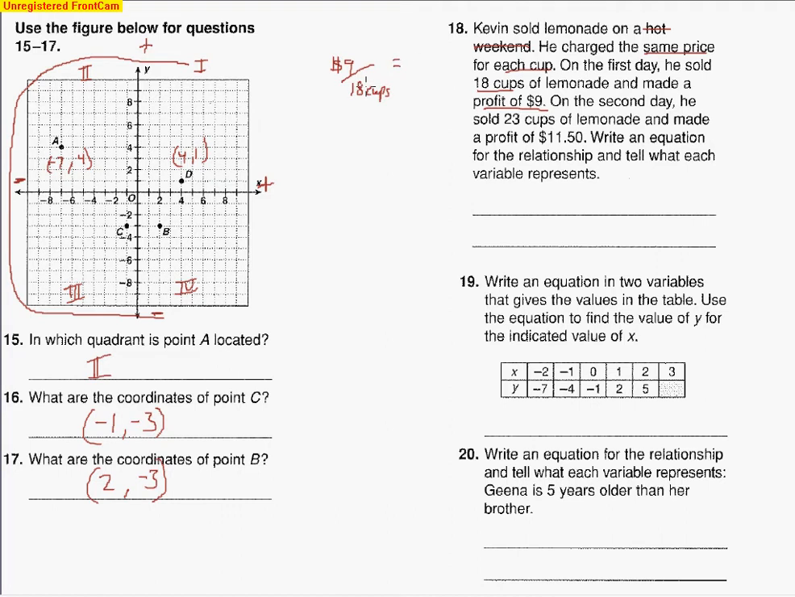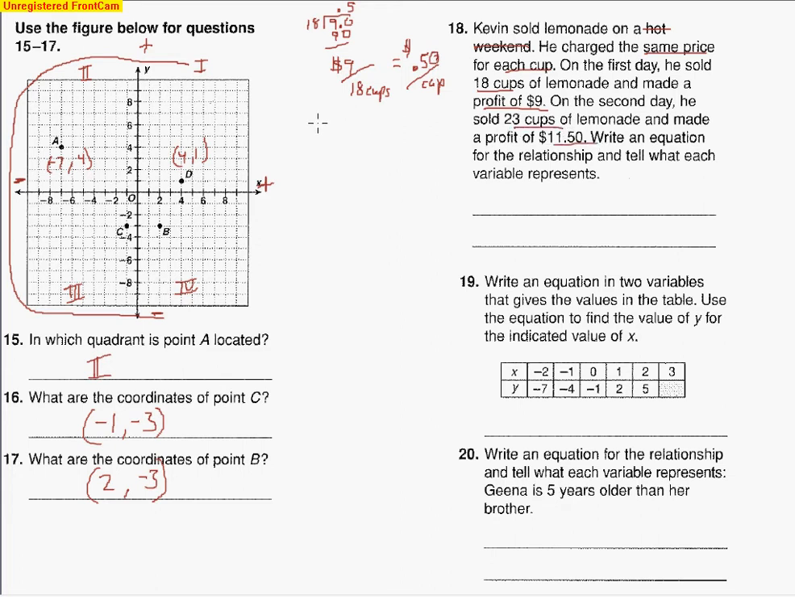So I want to find the cost for 1 cup. Well, when I do the division, 18 doesn't go into 9, so it becomes a decimal. I put 18 on the outside, 9 inside, top dog goes in the doghouse, and I add a decimal point and then a 0. 18 times 5 gives me 90, so it's $0.5 per cup. That's like 50 cents per cup. Let's check the next one. On the second day, he sold 23 cups at $11.50.